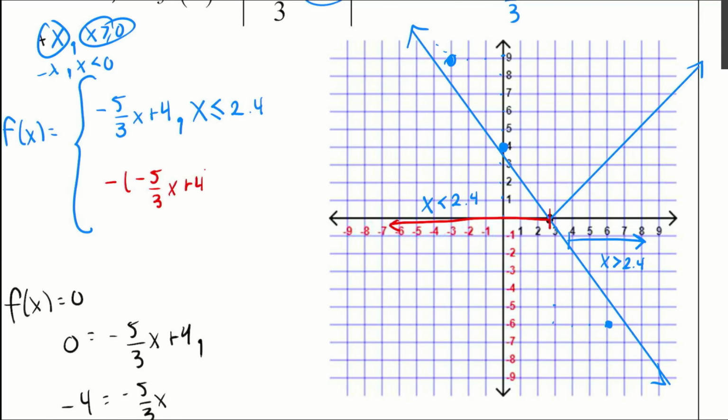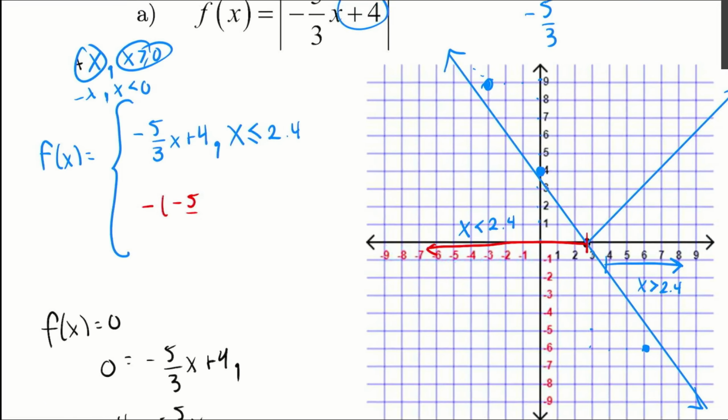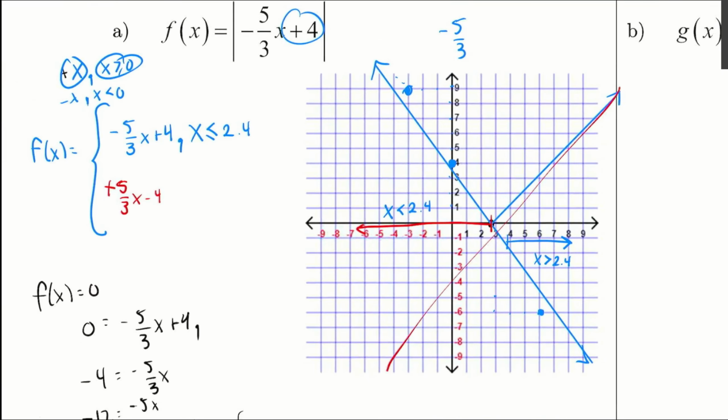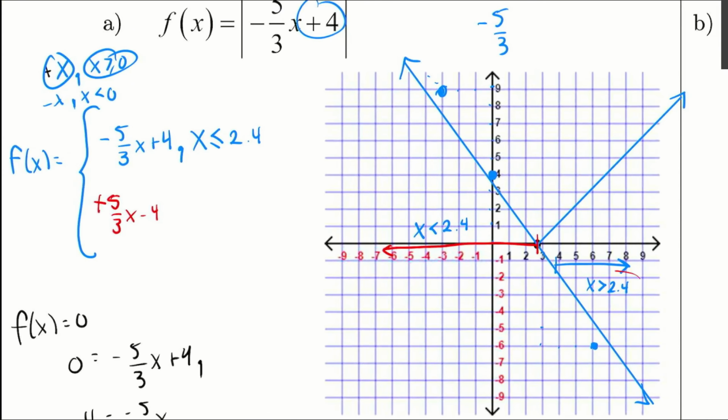5 over 3x plus 4. And you can leave it like this, or you can distribute this negative one, which I'll do here. So to distribute this, you just multiply. And then we have the negative version of our graph here. So we're going to have negative of negative 5 over 3x plus 4. And when you distribute that negative 1 onto everything, it becomes positive 5 over 3x minus 4. And this graph is going to be going the other way. So all that is where x is greater than 2.4. And that is how you do the first part of our piecewise notation.